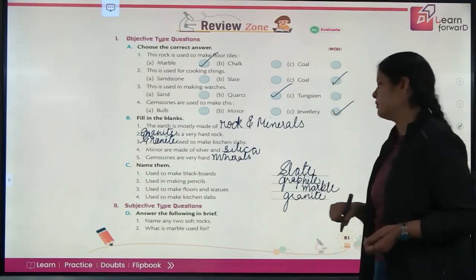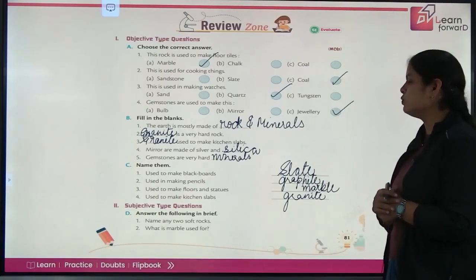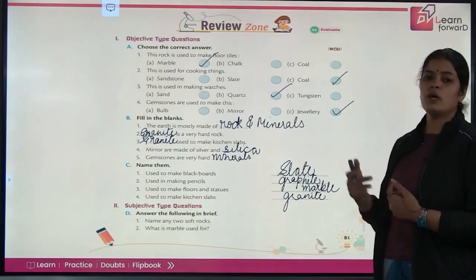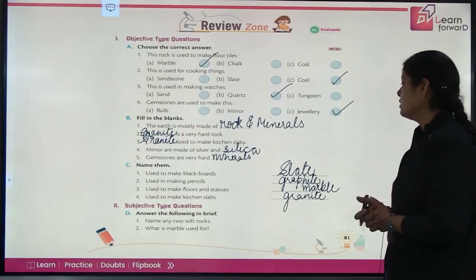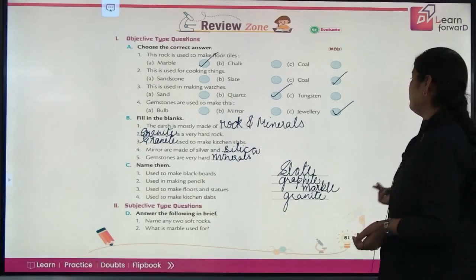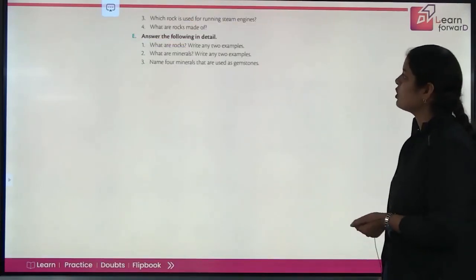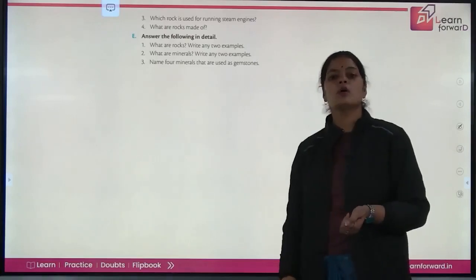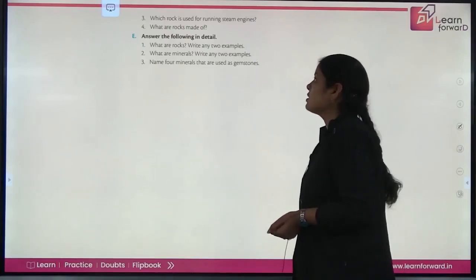Because it is strong. Now subjective questions. Name any two soft rocks. One is chalk, one is talc. What is marble used for? For making statues and for making buildings. Which rock is used for running steam engines? Coal.